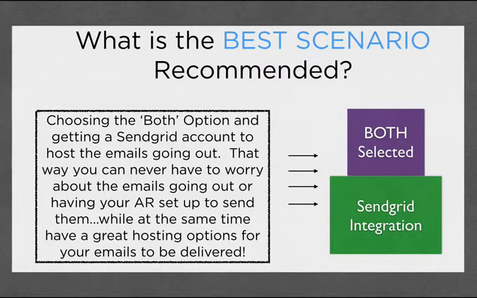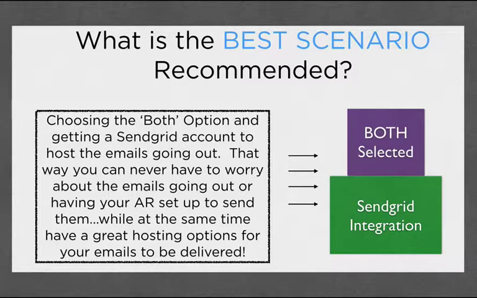This is what I recommend you use with EasyWebinar to really make sure and maximize that things are working awesomely. Again, I showed you a lot of different options, but this is what I recommend: choosing the both option and then getting a Sendgrid account to host the emails going out. That way you never have to worry about the emails going out or having your autoresponder set up to send them, while at the same time having a great hosting option for your emails to be delivered.